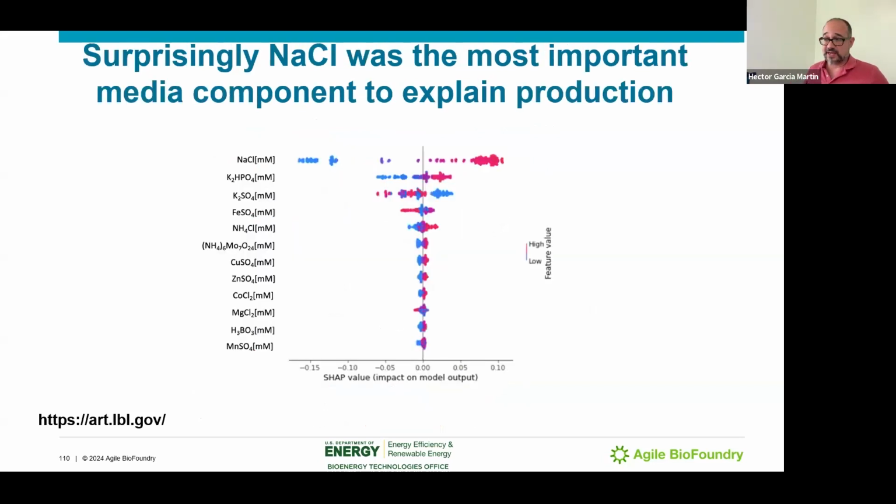If you go to the next slide, you will see that, surprisingly, the media component that was most important to explain production and to increase it was sodium chloride. The algorithm, the active learning process that we used with ART, took us to the maximum that Pseudomonas could actually support, around 400 millimolar, which is close to what you get in seawater. So that gives you an idea of some unexpected insights that you can get by using machine learning in well-known systems such as Pseudomonas putida.